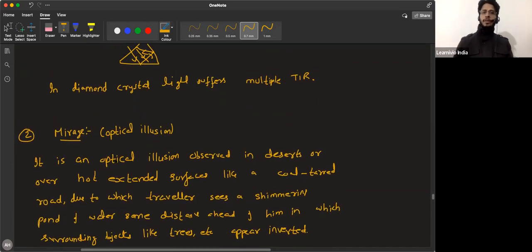Then the next application is Mirage. It's a type of optical illusion. I think Mirage should be very common in deserts. In Bahrain, like in Middle Eastern countries, Mirage is very common. So you must have observed this Mirage. Not exactly in a desert, but even on a highway, if you are driving in summers, it seems like there is some water on the road. Have you observed it somewhere?